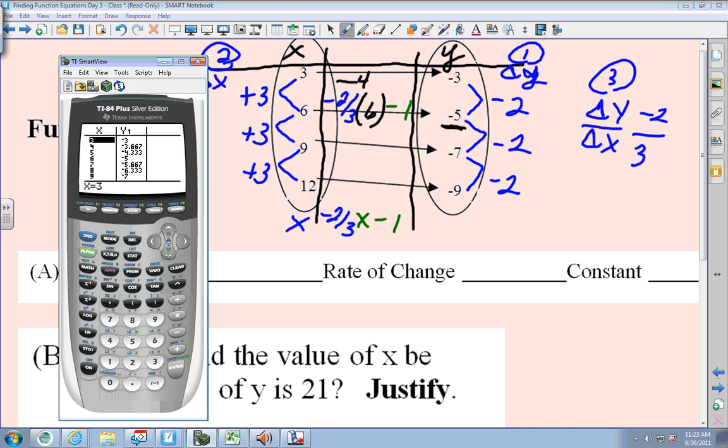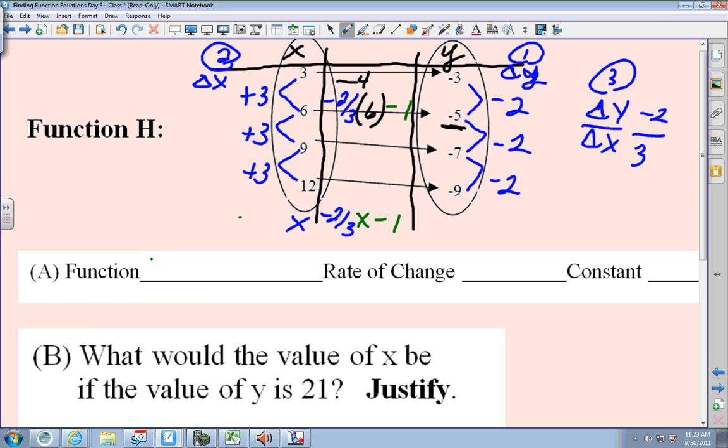Right here I've got 3, negative 3, yep. 6, negative 5, 9, negative 7. Ooh, come on, pen. There we go, 12, negative 9. Okay, so it means that I have the right answer. So I'm going to write it as a function, y equals negative 2/3 x minus 1, or f of x equals negative 2/3 x minus 1.